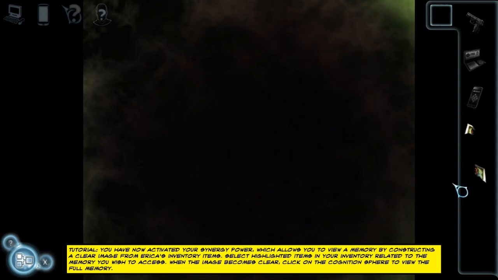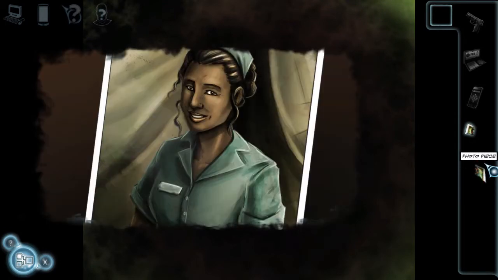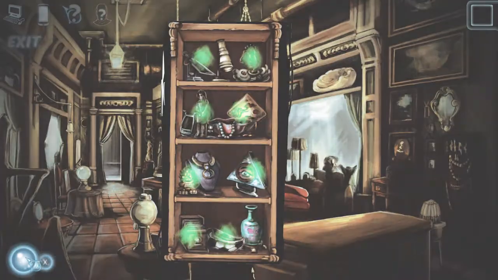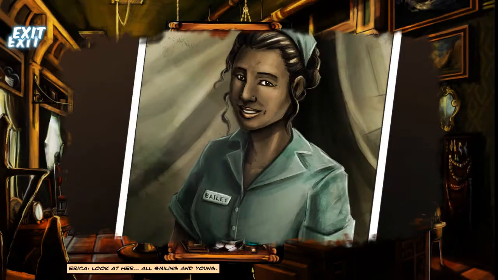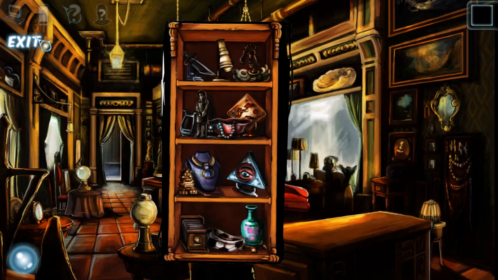Actually, this tutorial only shows up when you get both of these. I kind of tried to persuade it to show only on the first one, but either way, we got the tutorial, and now we can solve this. Look at her, all smiling and young. And we can see that her name tag said Bailey, so we can leave that. Now we could go right in there and get her correct name, but actually there are some things that we need to do here.